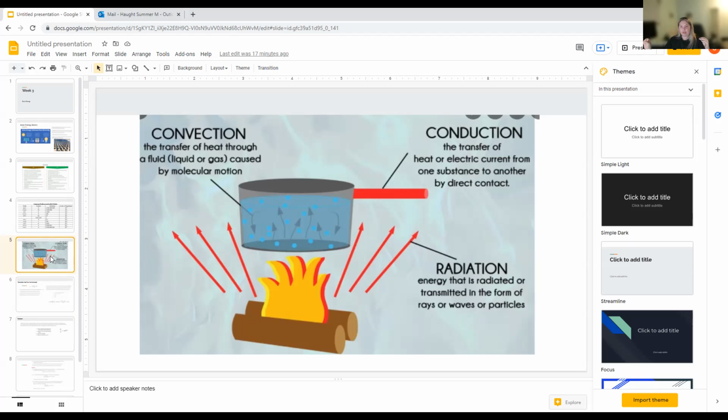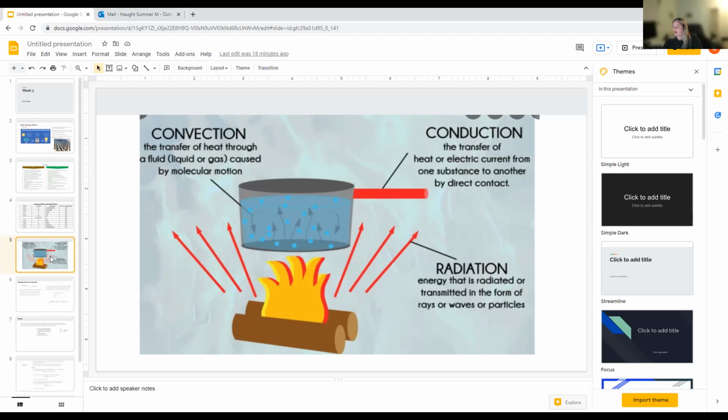The best example of conduction is right here. As you can see, this pot's on the fire, so it's getting really, really hot. If your hand were to touch that handle, it would hurt, right? Ow, because when you touch that handle, it was really hot and it transferred that heat from the handle to your hand. So that's an example of conduction. It's the transfer of heat from one substance to another by direct contact. You directly touching that handle is a perfect example of that.